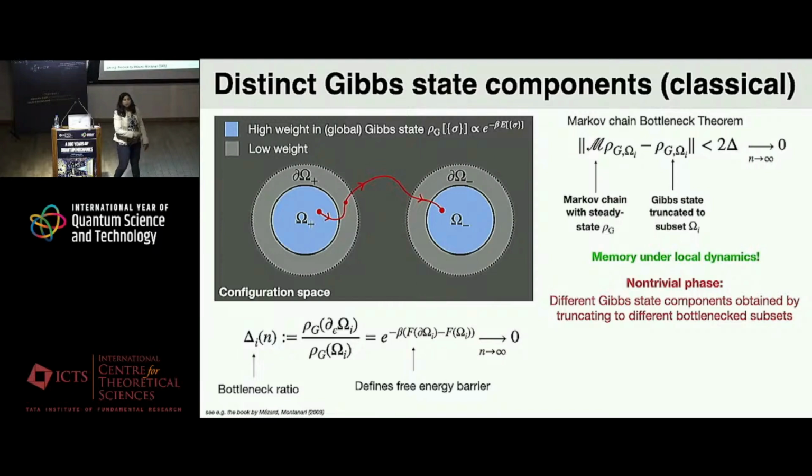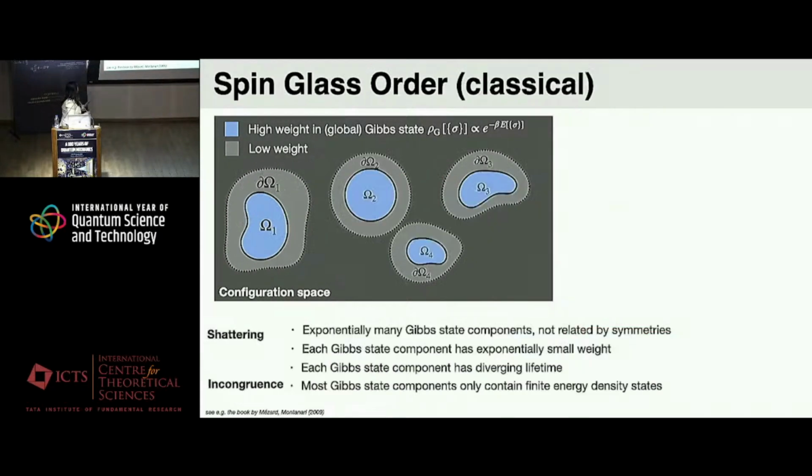Okay, so you truncate to a given component, and if you have many different components, each with some weight, then this defines a non-trivial phase for you. Okay, and then just jargon: extremal components are those which cannot be further subdivided. So now with this, there's a very clear definition of a classical spin glass.